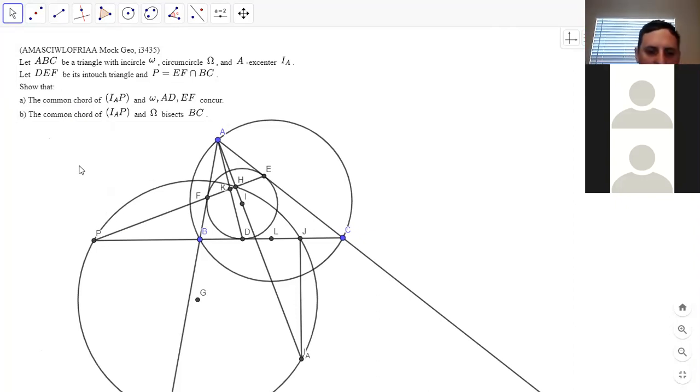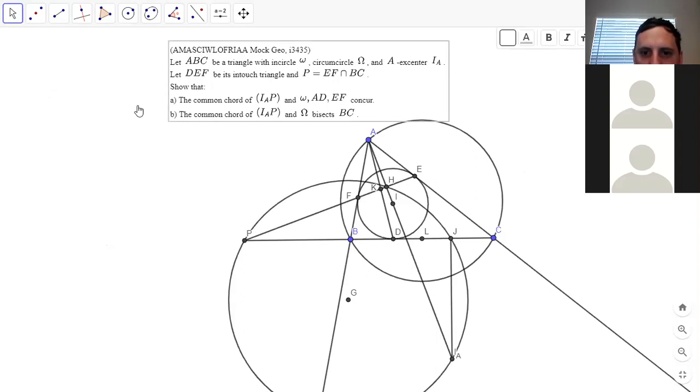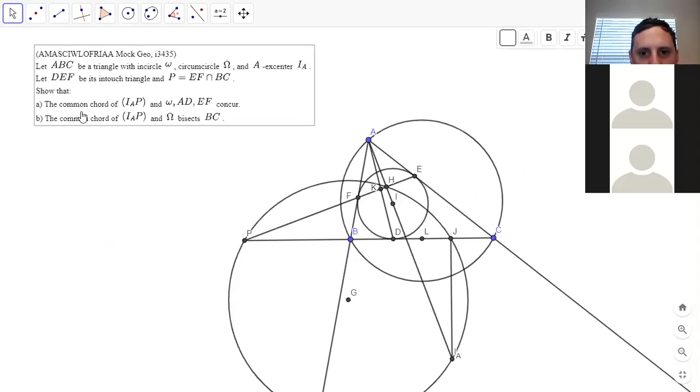Okay, this is also obvious because LD times LP equals LB squared and LD equals LJ, so we are done. Okay. Actually, we don't need the right harmonic bundle again. Yeah. Just harmonic bundle twice in a row. Yeah.